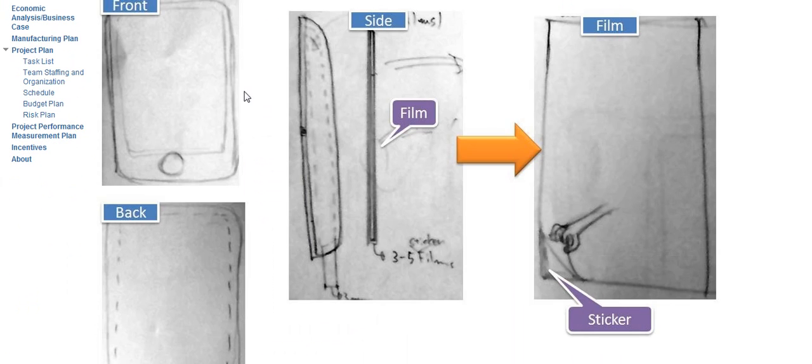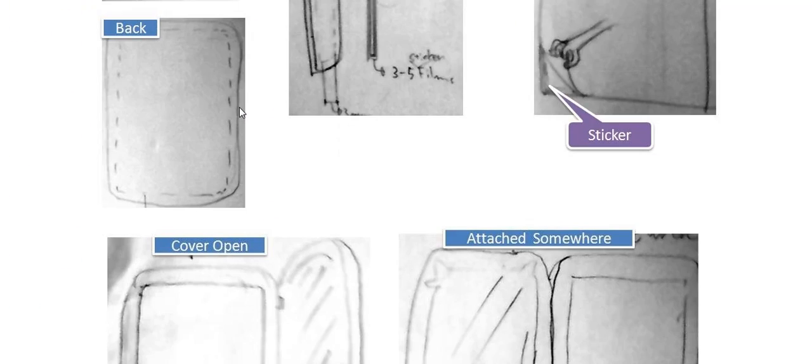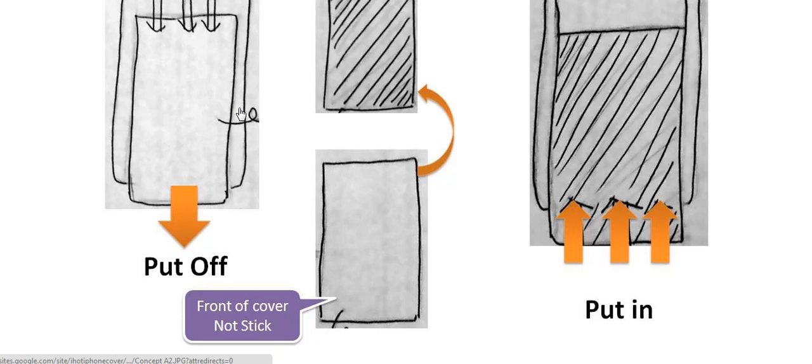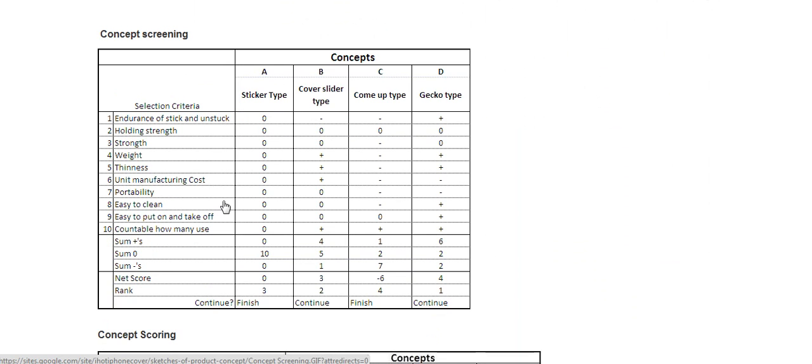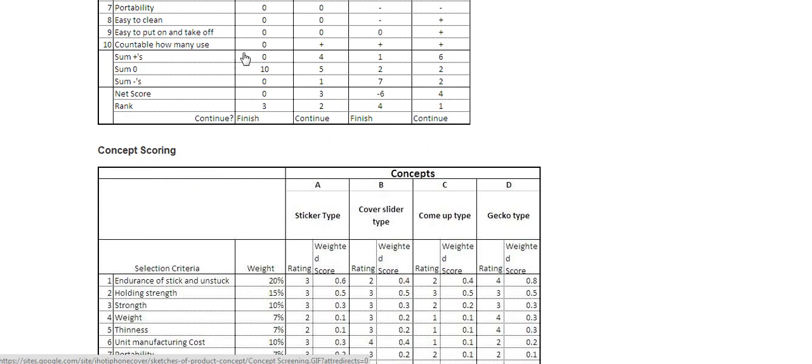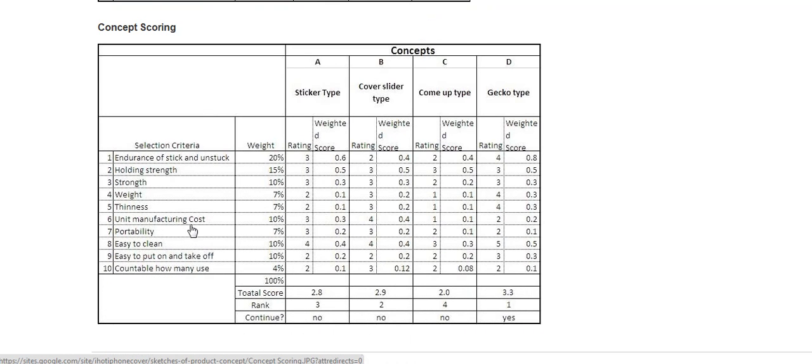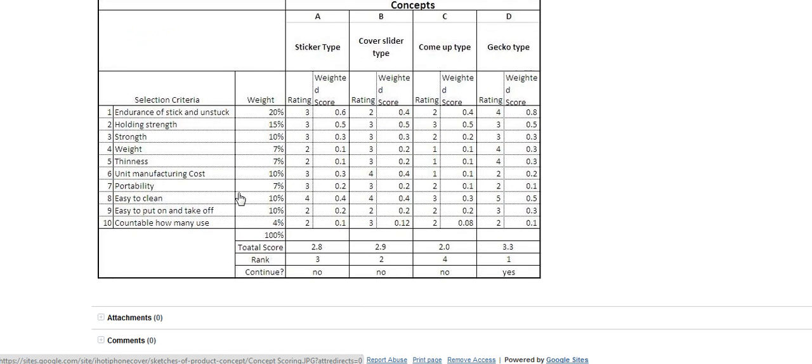They threw in some sketches. I'm not sure, they probably used a cell phone to take some pictures and somehow pasted these in there. I'm not sure how. But they came up with these different concepts that they put in there. And then they did some concept screening. Okay, and they used a method of the pluses and the minuses, the concept scoring, and so they did a weighted measurement. They said this is how much it weighs, and this is the rating, and this is what it all adds up to. So they came up with that.